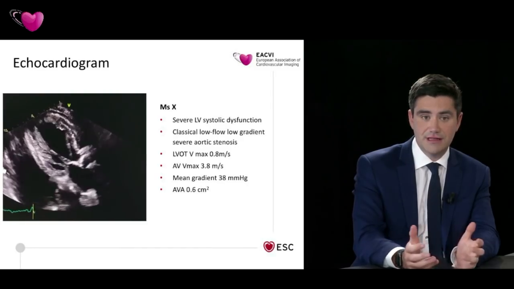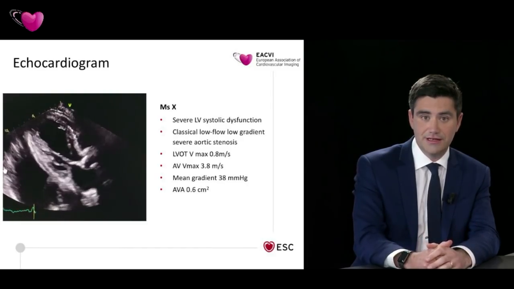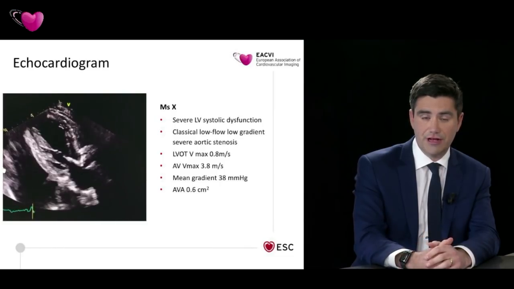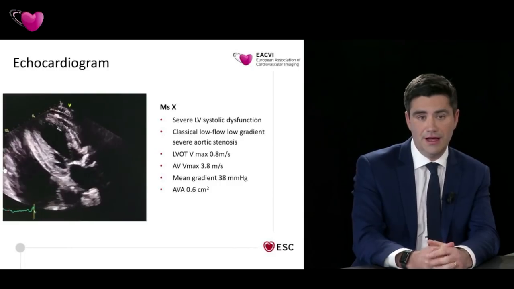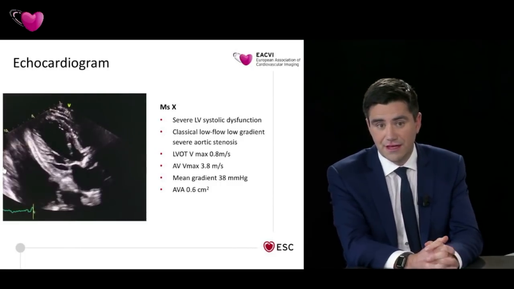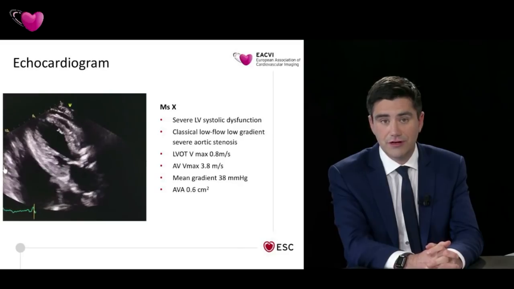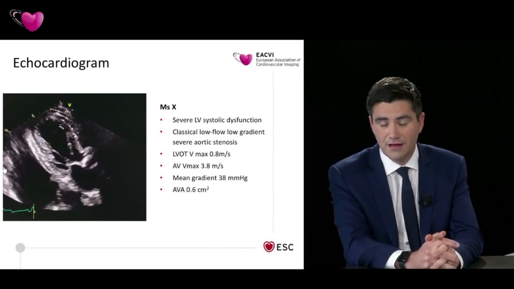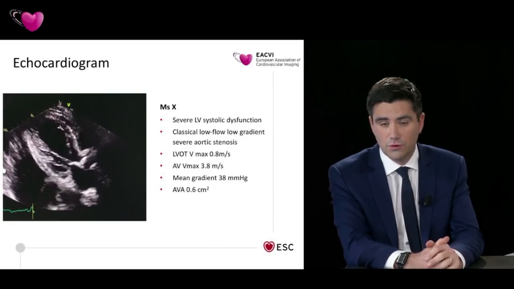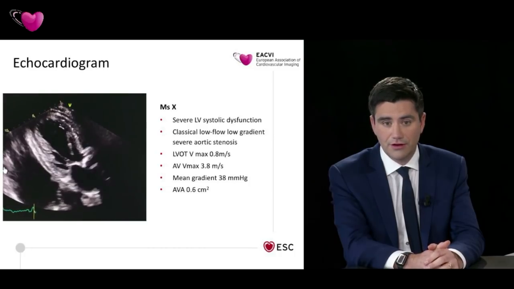And as you can see, the left ventricular function is depressed. We thought it was severely impaired, with clear evidence of dysynchrony in keeping with a left bundle branch block. And you can also see that her aortic valve is thickened, calcified, and restricted in its opening. So this was assessed in more detail with Doppler echocardiography.